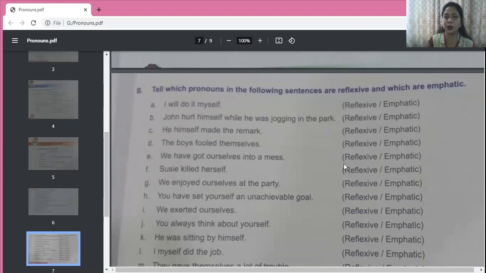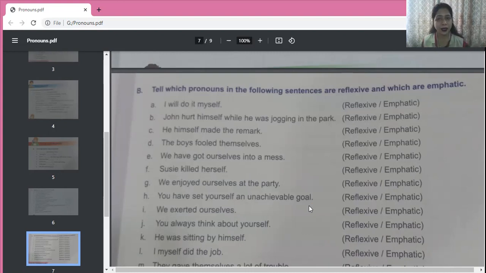Now tell which pronouns in the following sentences are reflexive and which are emphatic. Now, children, I had explained to you reflexive and emphatic pronouns, but I want to tell you one thing again about them. I had explained that all these, myself, herself, himself, themselves, ourselves, are either reflexive or emphatic. Now, when are they reflexive? When the pronoun and this self word are separated, then it is reflexive. And when the pronoun and the self word come together, that is emphatic. Yes, this is correct to identify emphatic and reflexive.